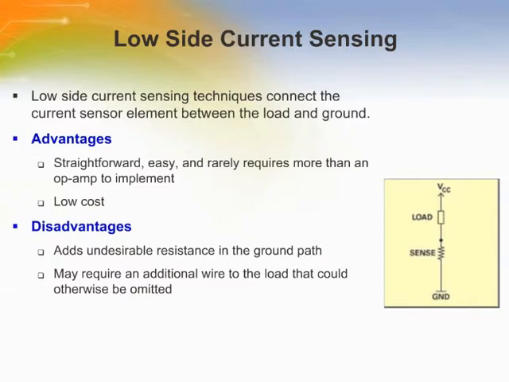Low side current sensing techniques connect the current sensor element between the load and ground. Current is measured by looking at the voltage drop across a resistor placed between the load and ground. This method is straightforward, easy, and rarely requires more than one operational amplifier to implement. But it may add undesirable resistance in the ground path and require an additional wire to the load that could otherwise be omitted.